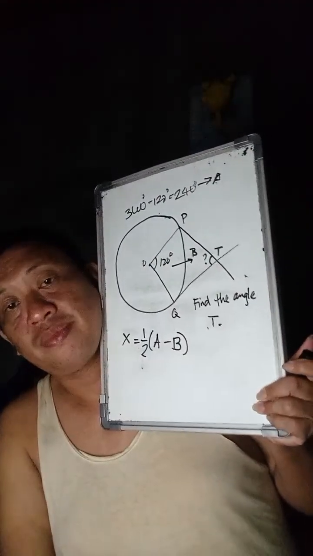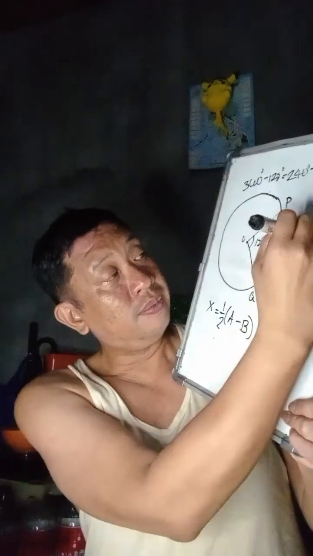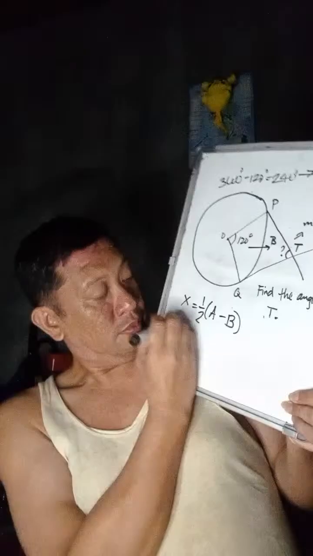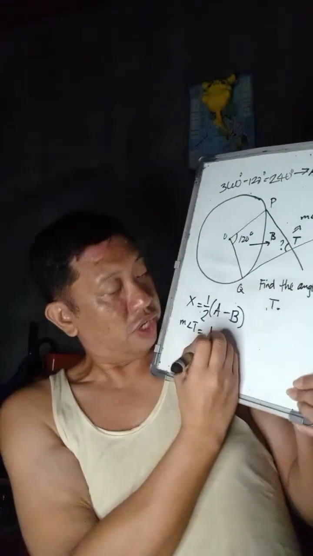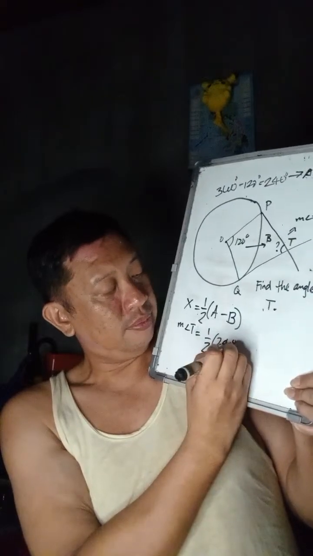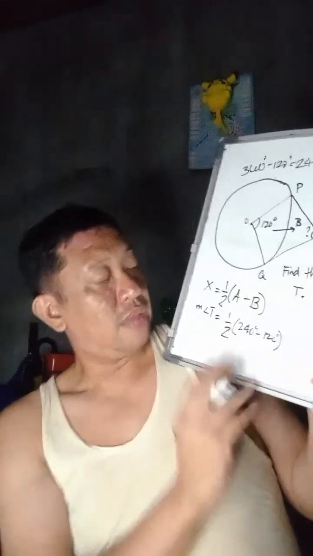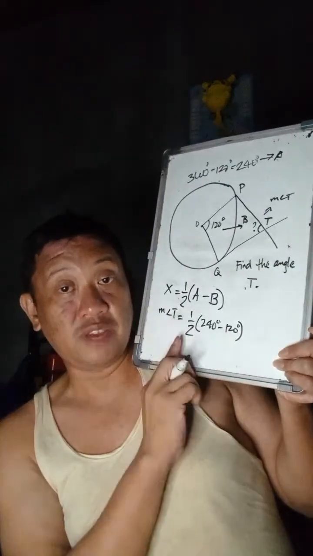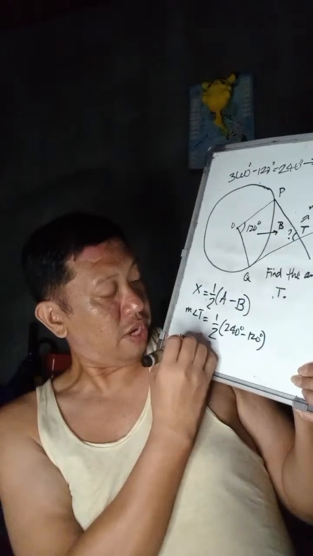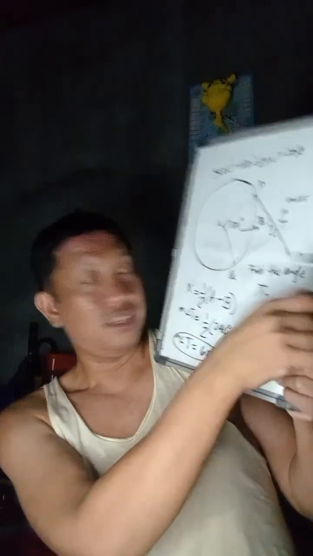Like so. So to find the angle X, in this case, that will be the measurement of angle T. Okay? So the measurement of angle T will be equal to 1/2. The major arc will be 240 minus the minor arc, which is 120. Now, if I subtract these two, you will get 120, right? And then 120 is divided by 2. So the measurement of angle T is 60 degrees. Clever, right?